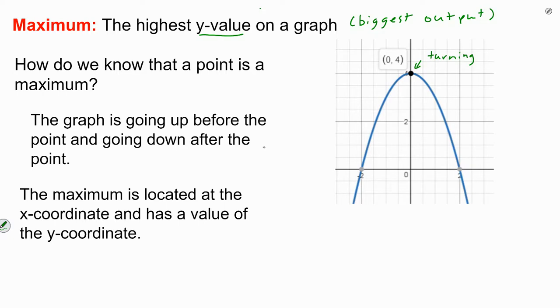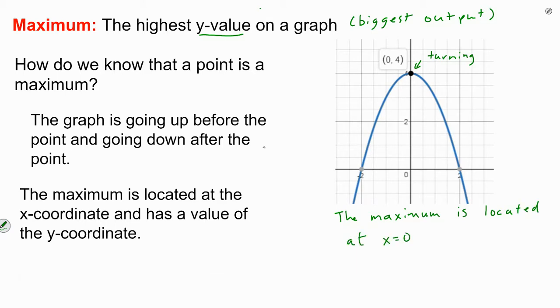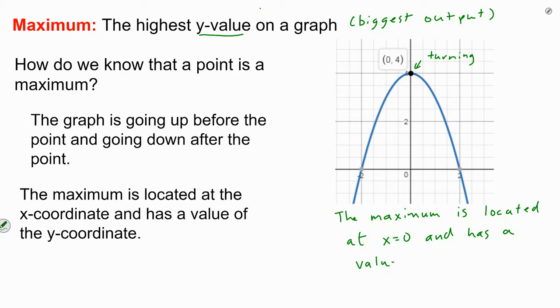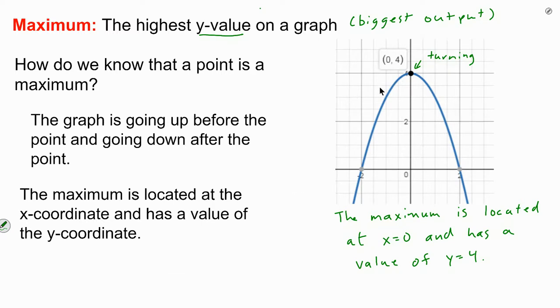Our maximum value here is 4. The biggest value we're going to get from this function when we plug in a number is 4, and it's located at 0. So when I plug in 0, that gives me the biggest number. So what we would say is the maximum is located at x equals 0 and has a value of y equals 4. That's how we're stating that when I plug in 0, I get the biggest possible y value of 4. So that's what a maximum is.